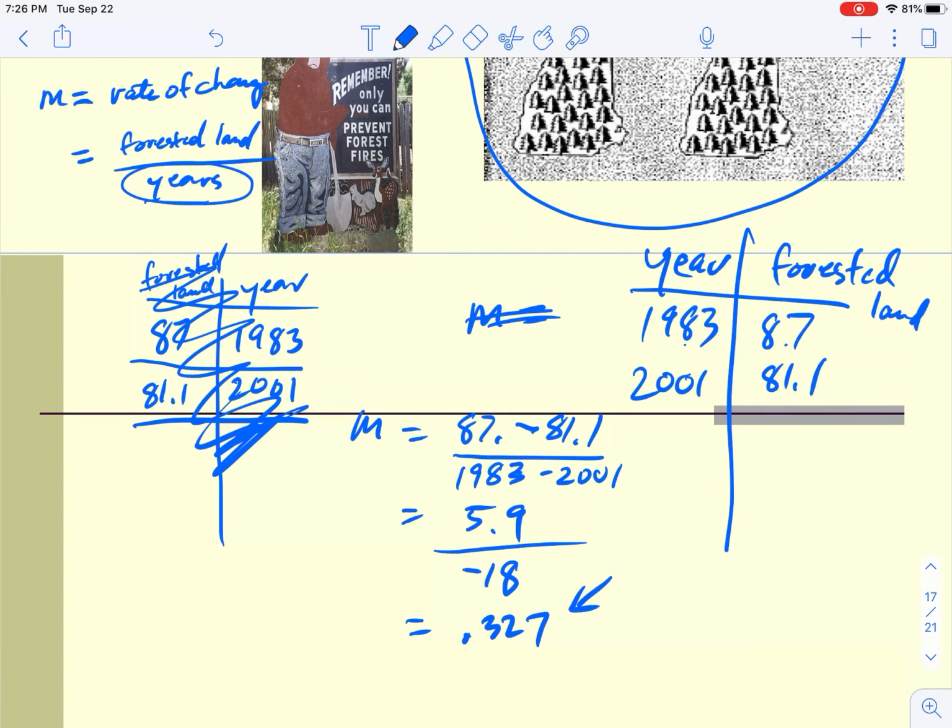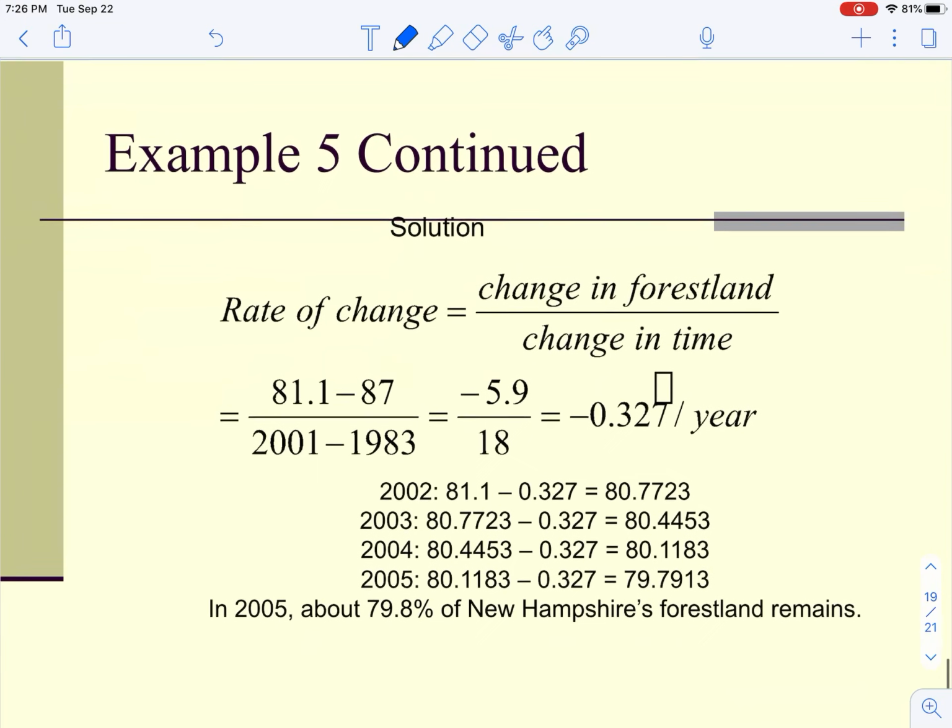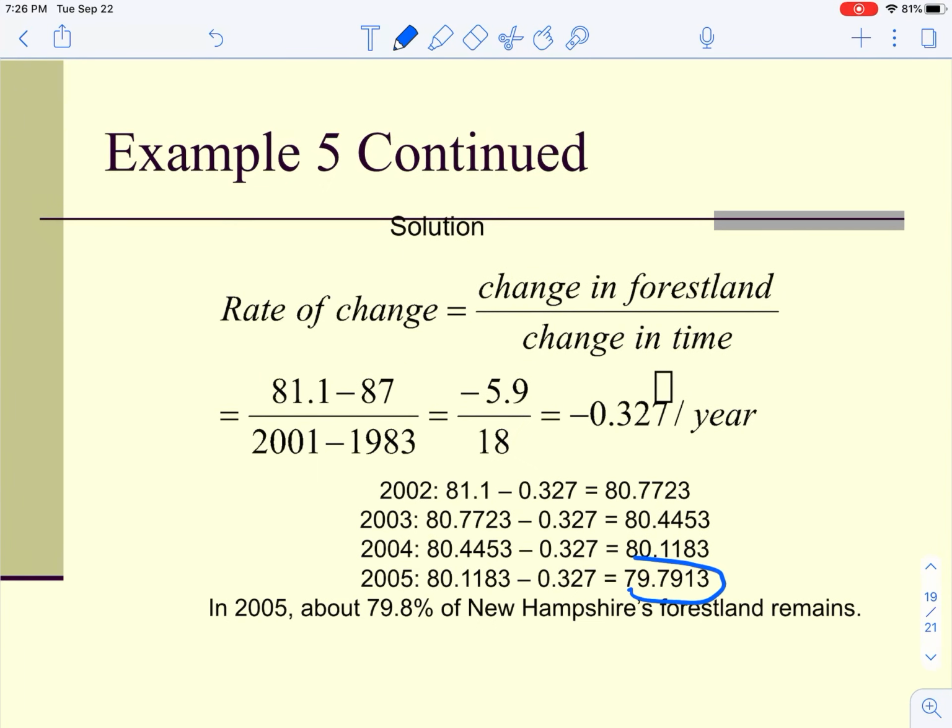So what we could do then is continue this table and say, okay, if it's 0.327 each year, what is the rate in 2002, 3, 4, and 5? And we could just subtract that amount each year. And what we would end up finding is that by 2005, there's only just a little bit under 80% of the forest that remains in New Hampshire.